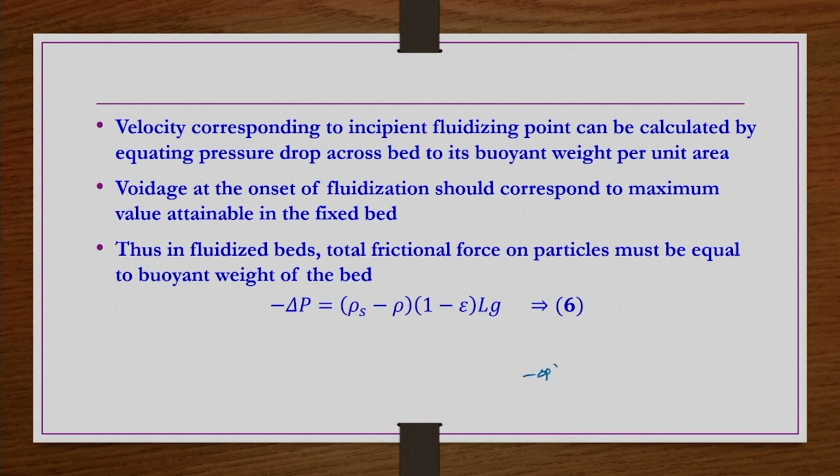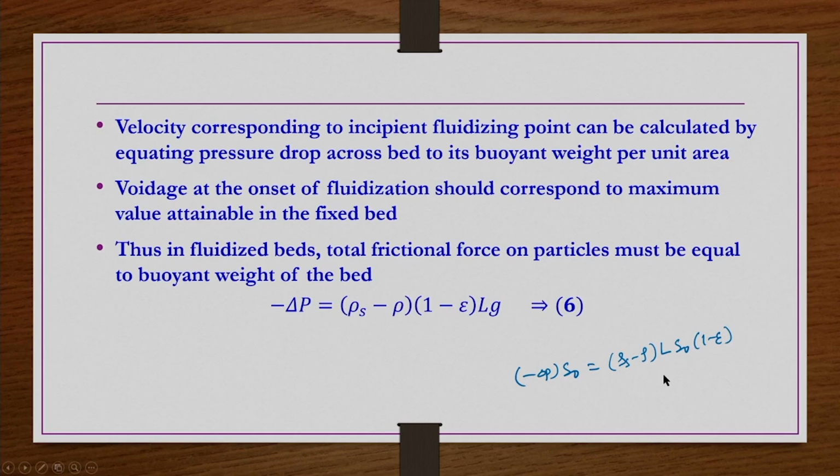So, minus delta P multiplied by the cross section area, say S naught, equals the volume of the fluid that has been replaced, rho s minus rho. If you want to know the mass of the fluid that has been replaced by the particle, it has to be multiplied by the volume of the bed, L S naught. But in the case of a packed bed, we have only the 1 minus epsilon fraction of solid particles, not the entire column filled by particles.